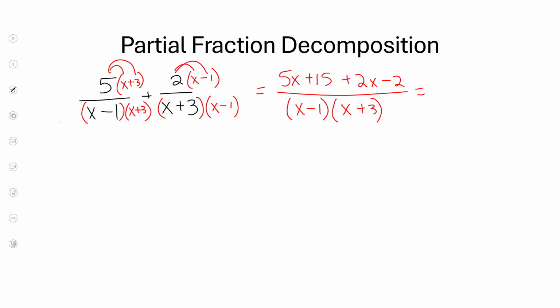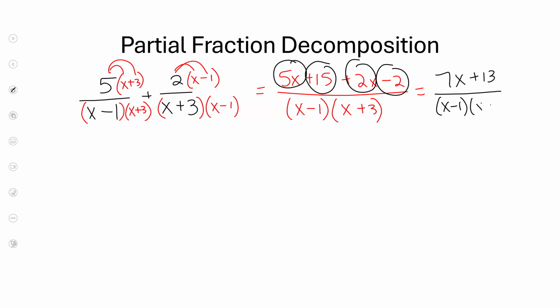We can simplify this further. 5x plus 2x is 7x. 15 minus 2 is 13. Divided by x minus 1 times x plus 3. Is that okay so far? Okay, so this is what you already know.